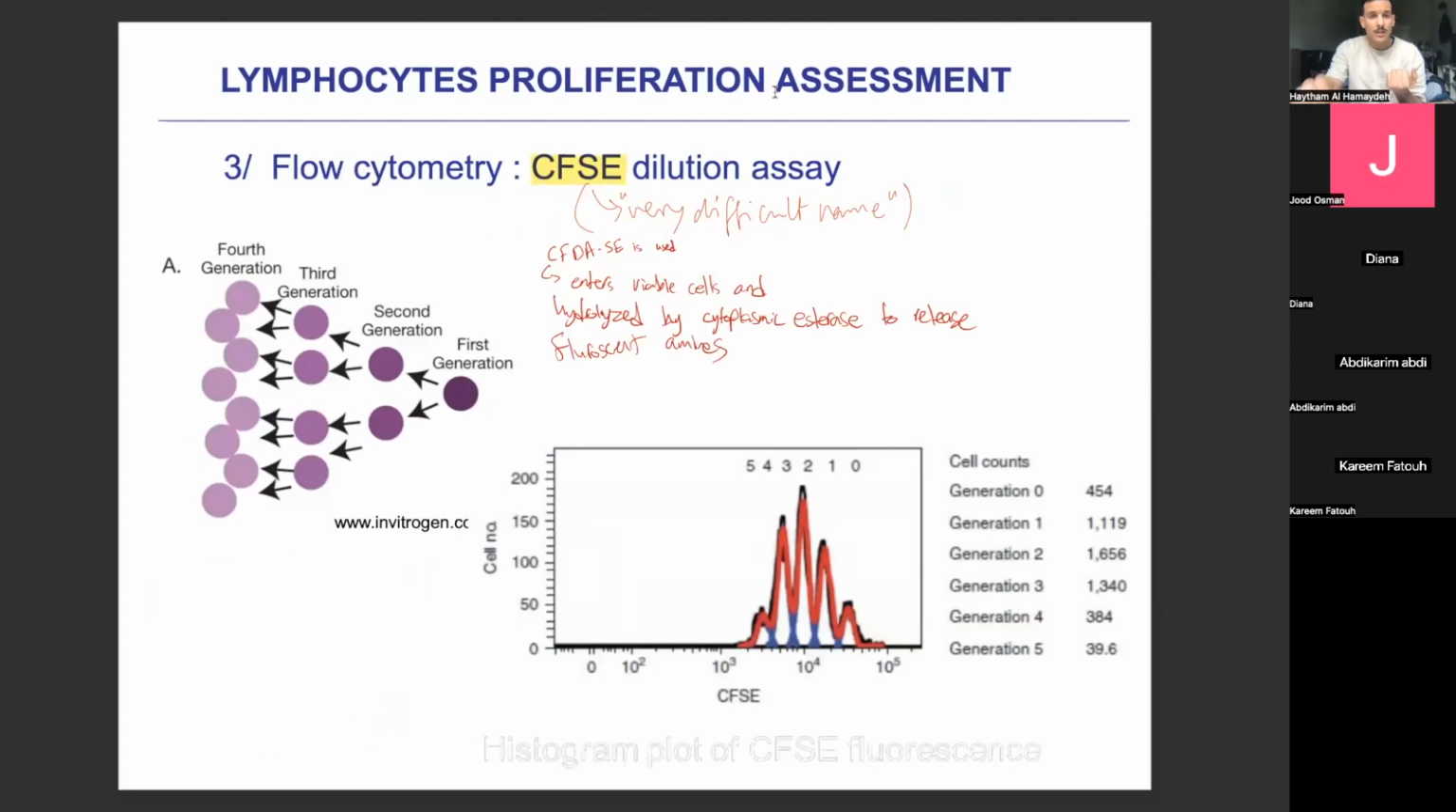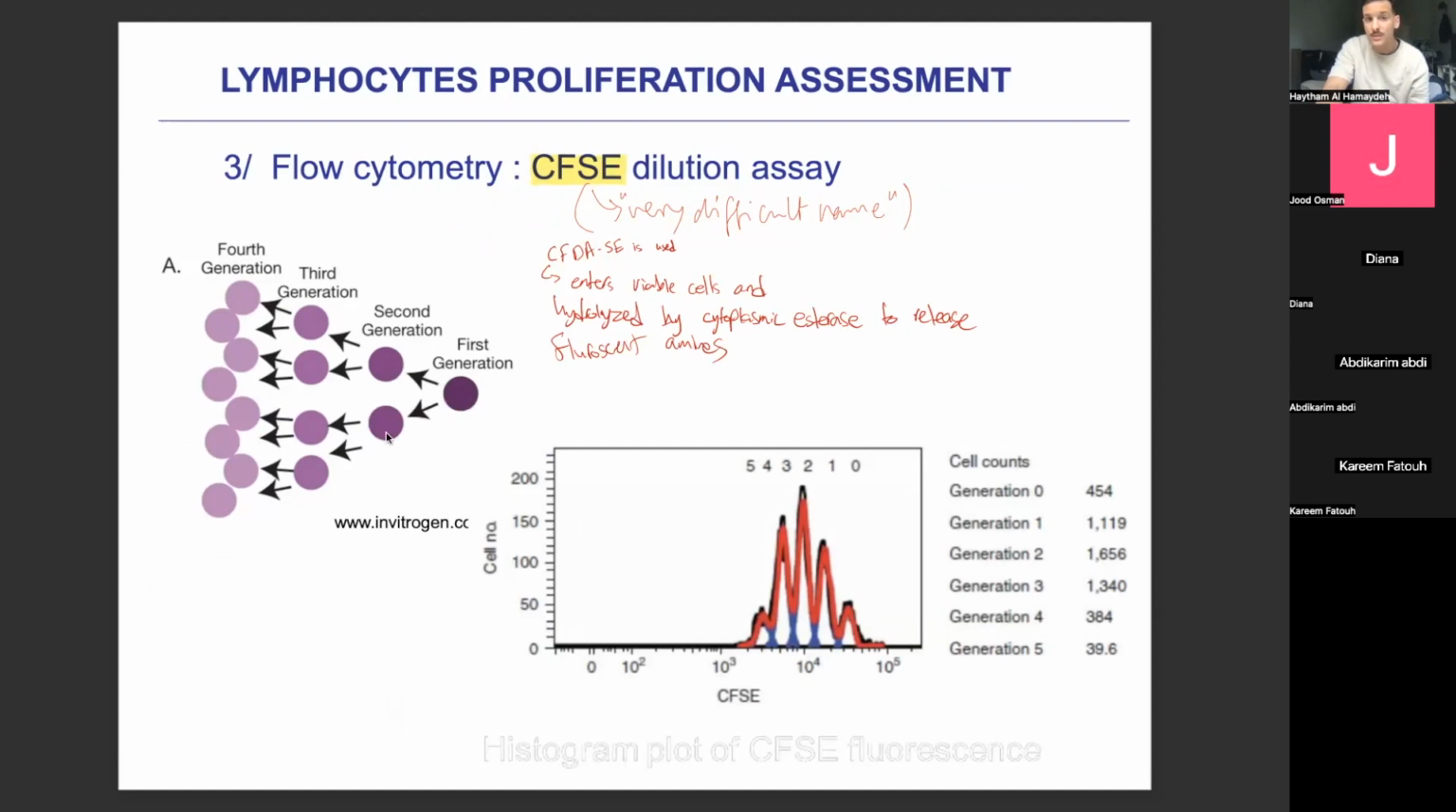The third way is CFSE dilution assay. CFSE is basically an ester, and this ester binds also to DNA, and this ester becomes more fluorescent when it's broken down by esterase. So if we are in the first cell, we have CFSE here, it's bound to DNA.